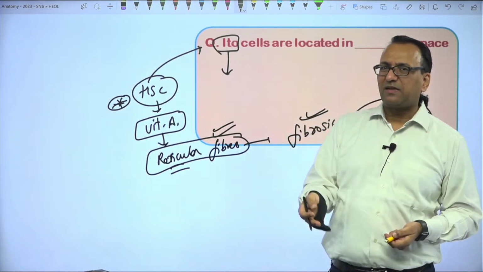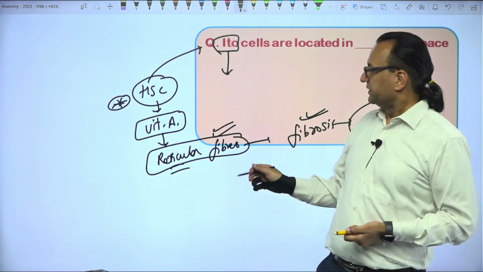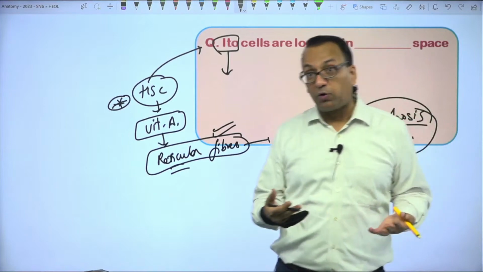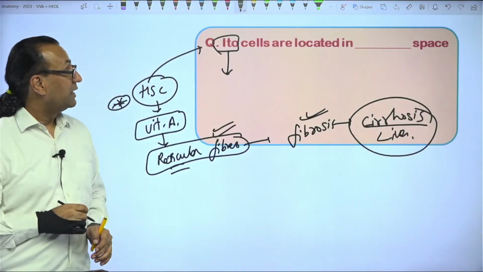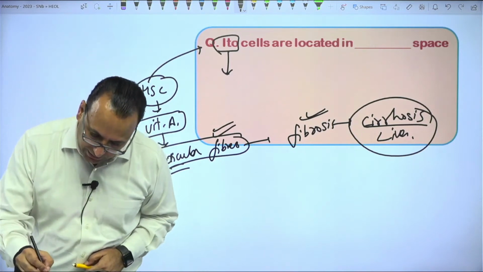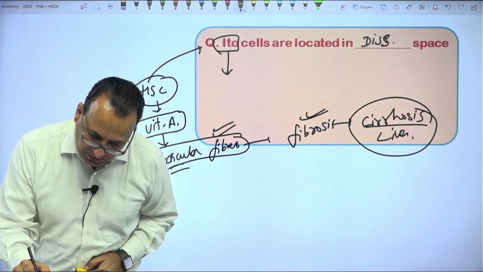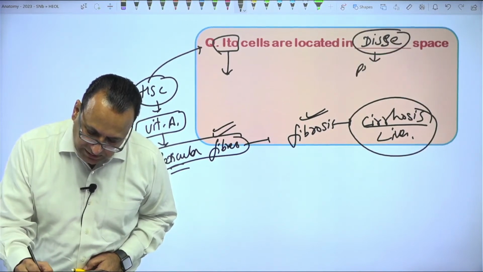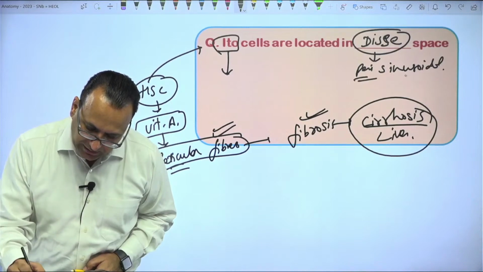You can take alcohol, but should not be living on alcohol. Otherwise, fibrosis, cirrhosis, portal hypertension. There is a question on portal hypertension also. Everything is related, of course. Anyway, you already have answered. Located in the space of Disse, and the space of Disse is perisinusoidal. So perisinusoidal space of Disse.